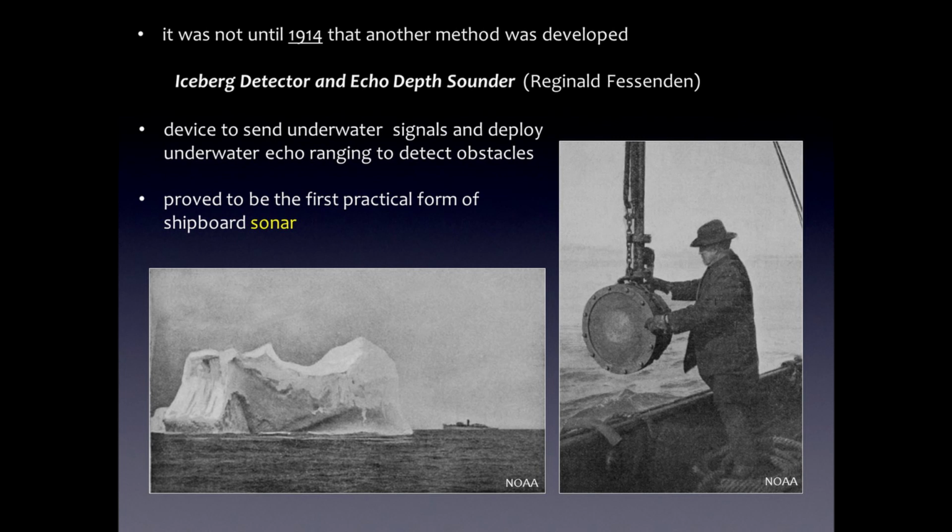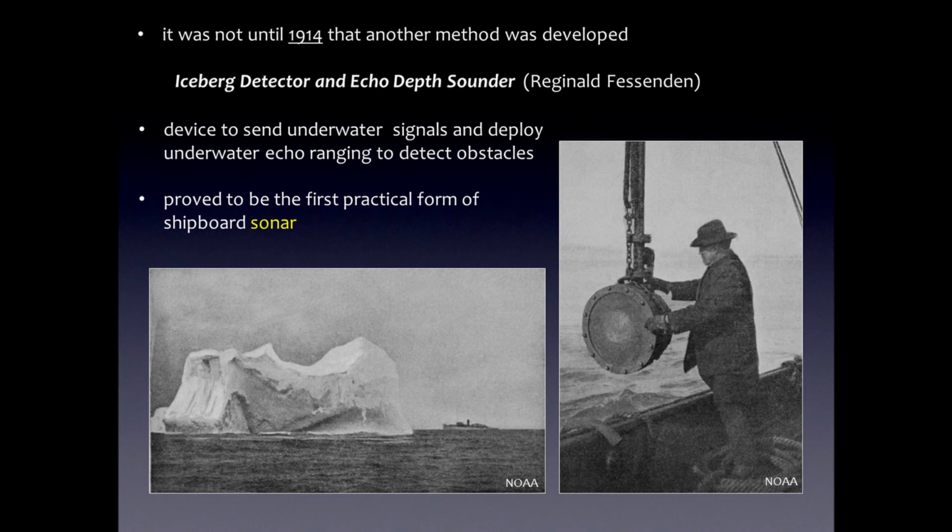This method formed part of what was called the iceberg detector and echo depth sounder, developed by a guy named Reginald Fessenden. What it was basically was a device that was used to send underwater signals. Those underwater signals would be sent out, and if they hit an object, they would bounce back. That sound wave would bounce back, basically an echo, and then the machine would record that echo.